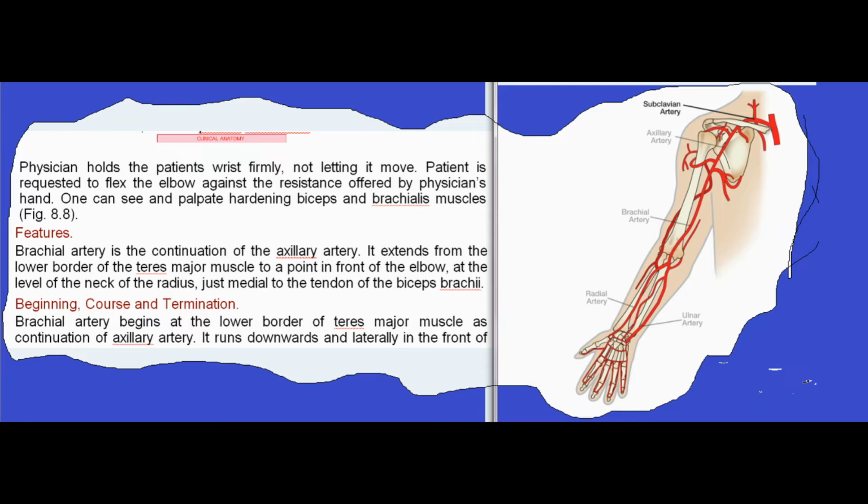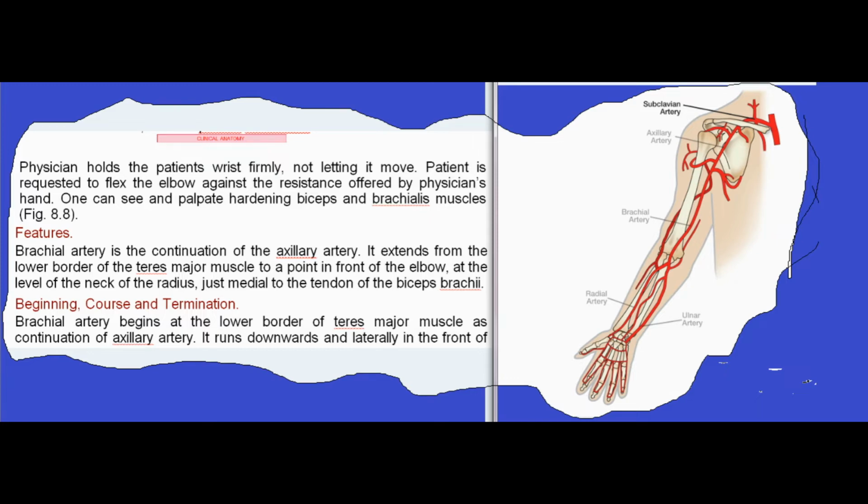It extends from the lower border of the teres major muscle to a point in front of the elbow, at the level of the neck of the radius, just medial to the tendon of the biceps brachii. Beginning, course and termination. Brachial artery begins at the lower border of teres major muscle as continuation of axillary artery.